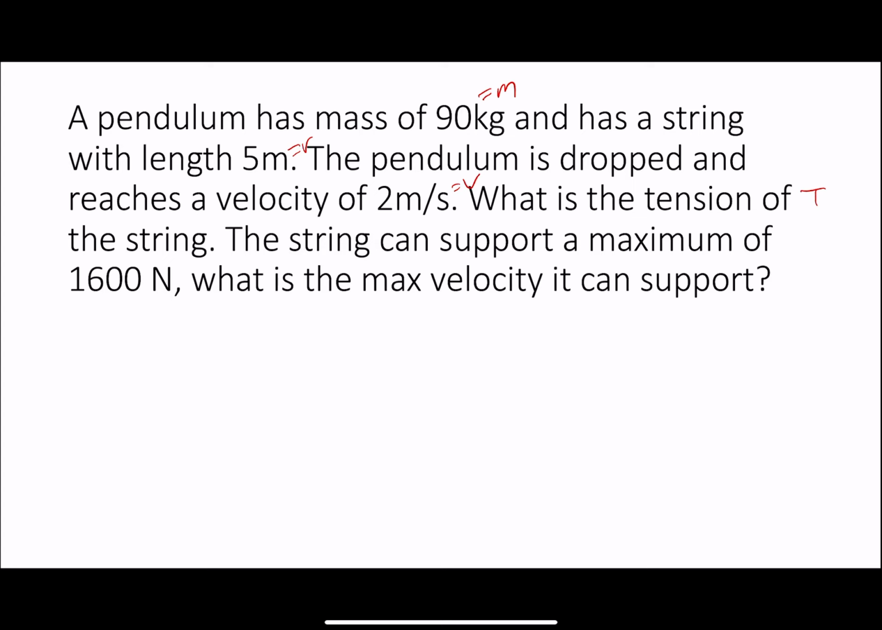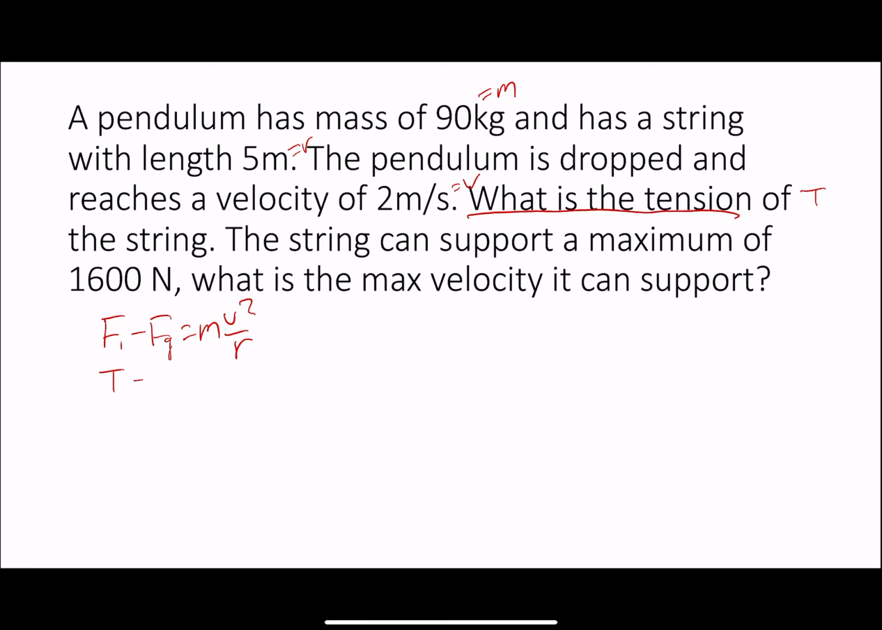Okay, so we have two different questions here. To start with the first, what's the tension? And so again, we're gonna have that equation: our applied force minus Fg is equal to mv squared over r. In this case, our applied force is tension, and that's what we're looking for.